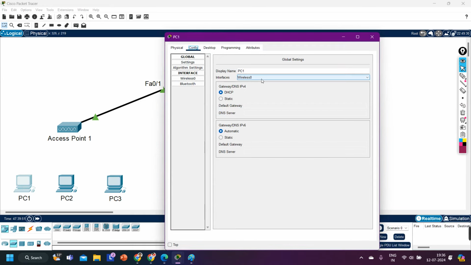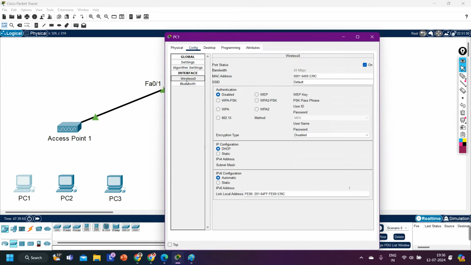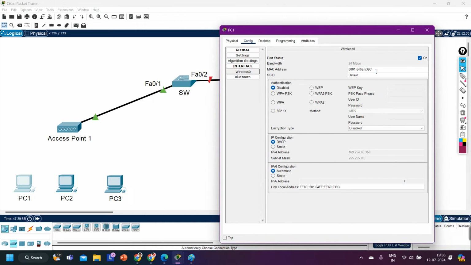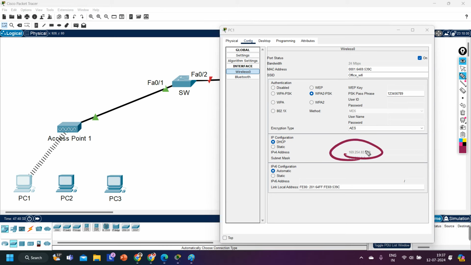get an IP address. So here you can go to this wireless 0 interface, and here you can define the SSID. SSID is office underscore Wi-Fi, right? So this is my SSID, and then I am going to put the WPA2 password, this one, right? So my password is 1 2 3 4 5 6 7 8 9. As I have defined the SSID and password, you can see PC1 is now connected with the AP, but this machine is still not able to get an IP address. The IP address is still an APIPA IP address. This is because we don't have any DHCP server.